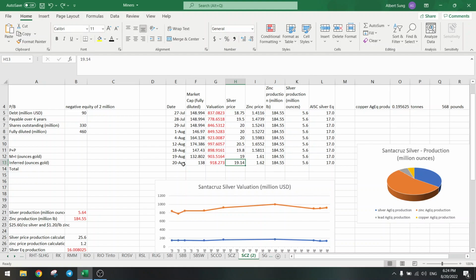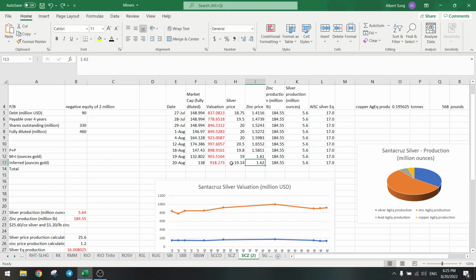What if both go down? Let's say 15 and 1.3. Yeah, then we have only a double in value. Yeah, but these are very good numbers. 15 and 1.4. I think that there's a very large margin of safety here. So I'm pretty happy.